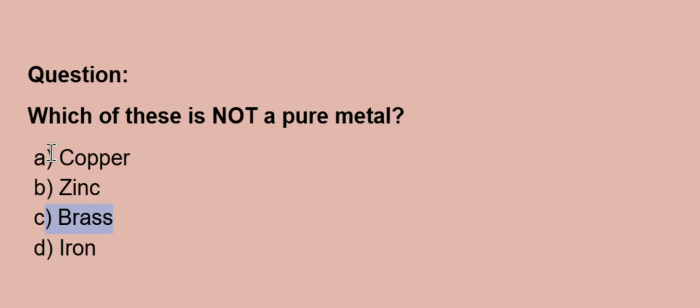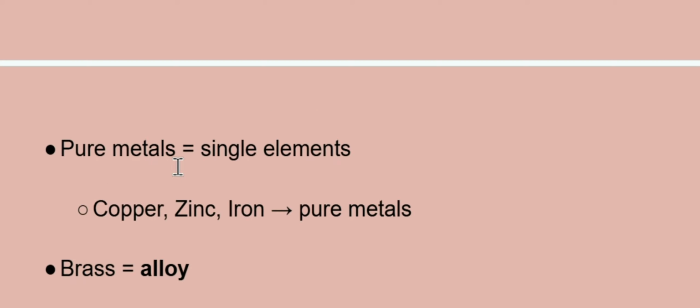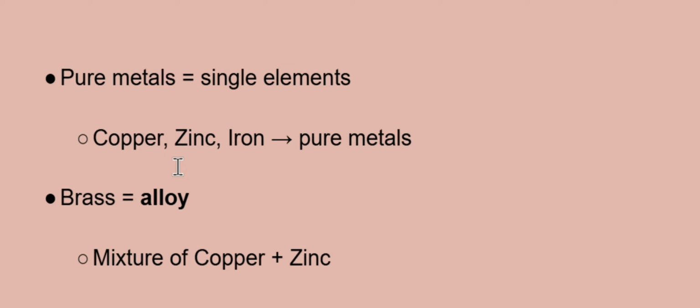Okay, copper is a pure metal, zinc is also a pure metal, and iron is a pure metal. However, brass is not a pure metal. Brass is what we call an alloy. So the first distinction when it comes to metals is pure metals versus alloys. Pure metals come from single elements.